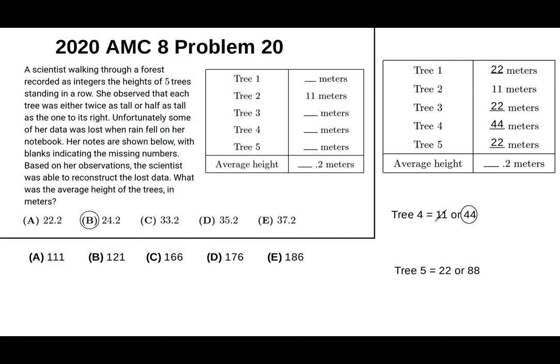But just for fun, let's try 88 also. So let's replace that with 88 right here. So now let's add it all up and see if we still get an answer choice. We shouldn't. If we do, then we know something's wrong. 88 plus 44 plus 22 plus 11 plus 22 is 187, and 187 is not one of the option choices. It's one more than 186. That's very close, but it's not exact. So the answer is B.